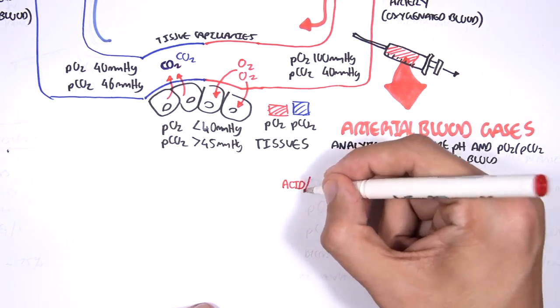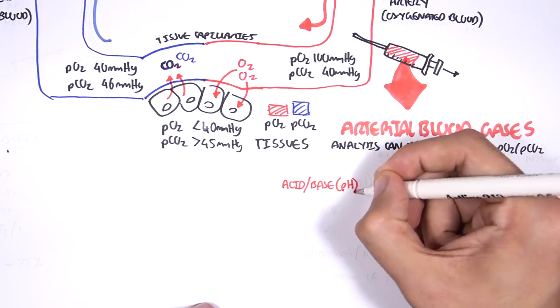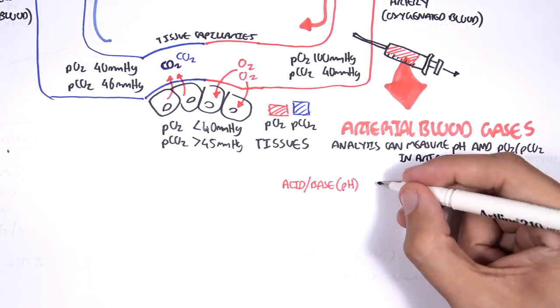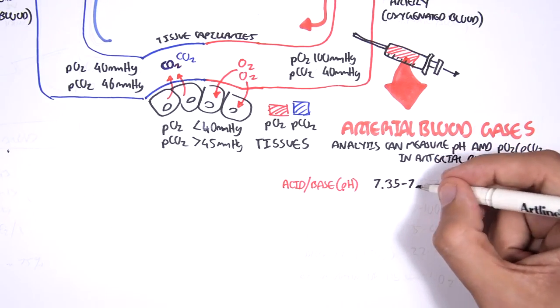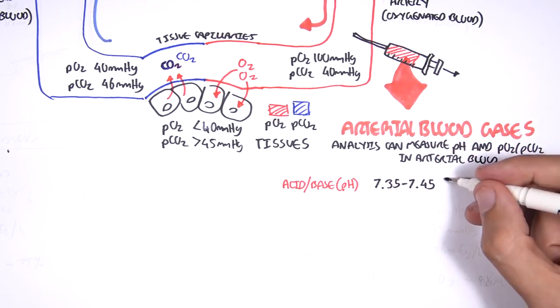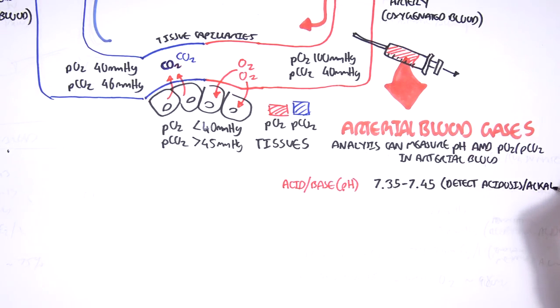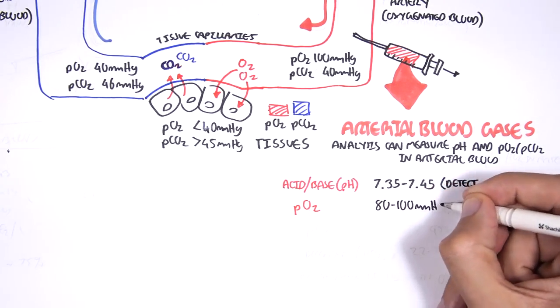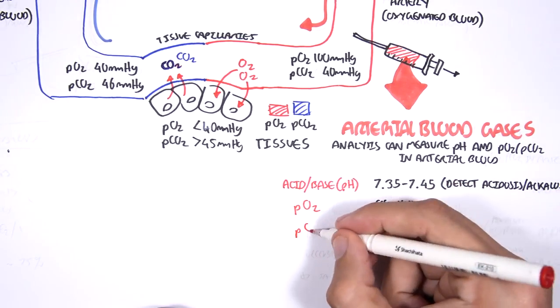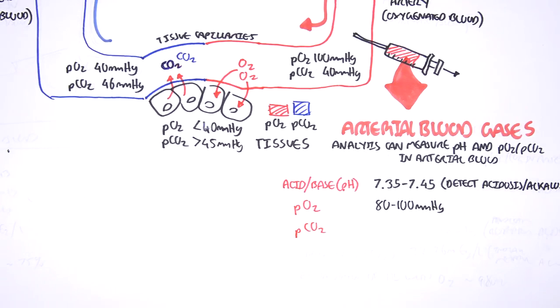Arterial blood gas can tell us if our blood is acidic or basic. So normally the pH is between 7.35 and 7.45 in arterial blood. Changes in these figures can result in acidosis or alkalosis. Arterial blood gas can also tell us the partial pressure of oxygen, which is normally 80 to 100 millimeters mercury. If it's below 80, this will tell us that we have cyanosis.